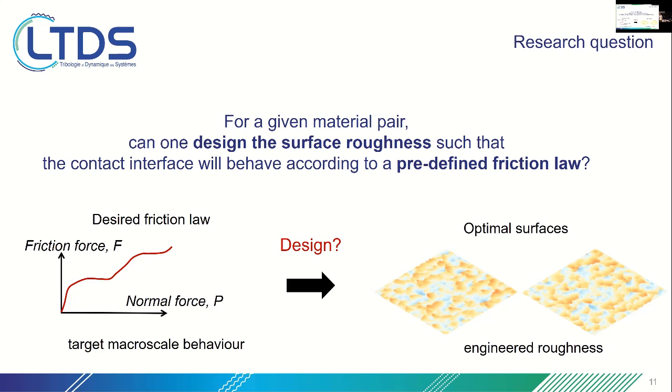In other words, can we do like in the metamaterial field? We start with the target macro scale behavior, which is the friction law. Here, I consider the evolution of the friction force as a function of the normal force on the interface. It can be this curve, for example. And now we want to be able to manipulate some relevant microstructure of the system, which is now the micro roughness, so that when you put those two surfaces together, we get exactly the friction law that we wanted at the beginning.